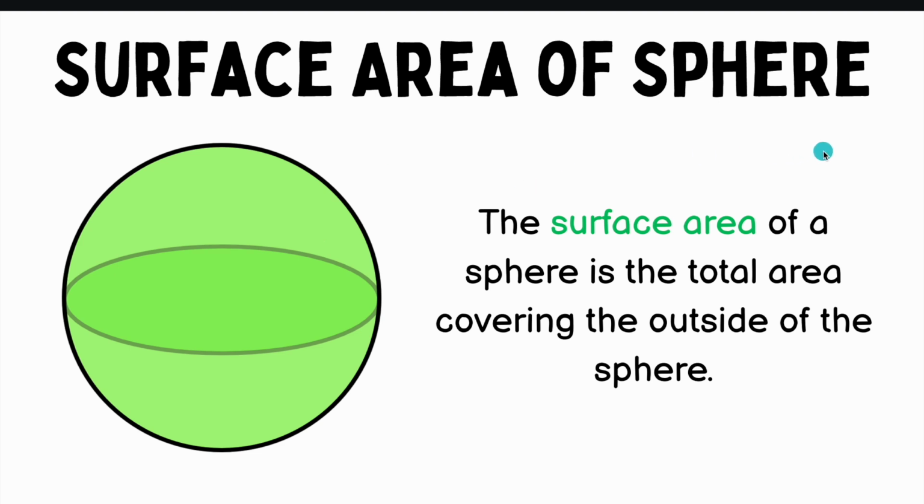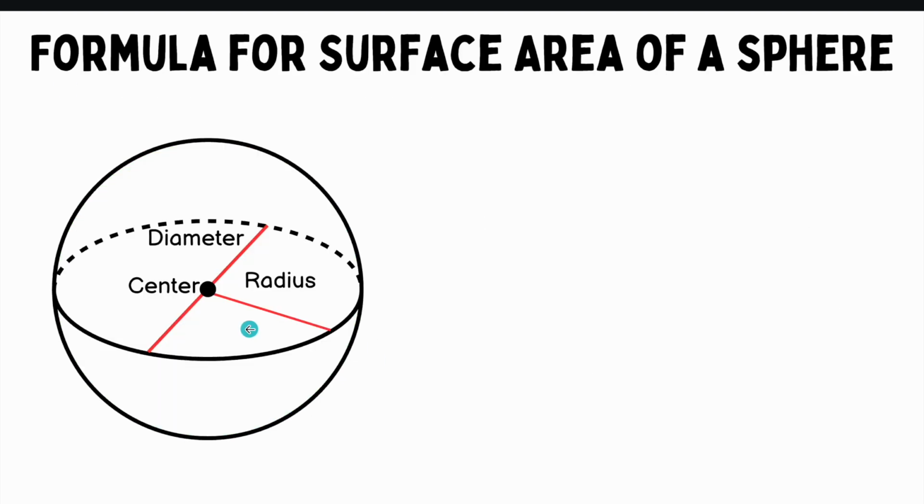Surface area of a sphere. The surface area of a sphere is the total area covering the outside of the sphere. Formula for surface area of a sphere. The formula is surface area equals 4 pi r squared. Or we can say 4 times pi times radius squared.